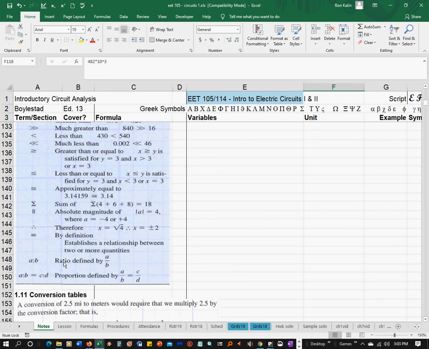A colon B is the ratio defined by A divided by B. And then A colon B equals C colon D is the proportion defined by A is to B as C is to D. A divided by B equals C divided by D, like a proportion.